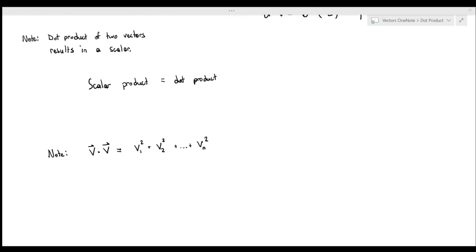Sure, yeah. So I'll try to point that out as I delve into some of the geometric properties of the dot product.